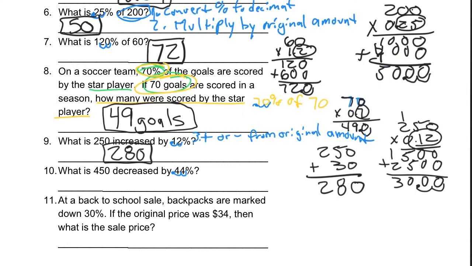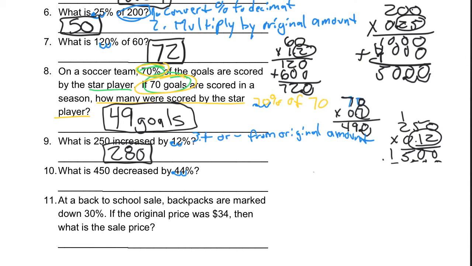Multiply by the original amount. Here, I'm going to erase some stuff. You should have that already so that I can keep working. All right. I'm going to multiply that by the original amount. So 450 times 0.44.